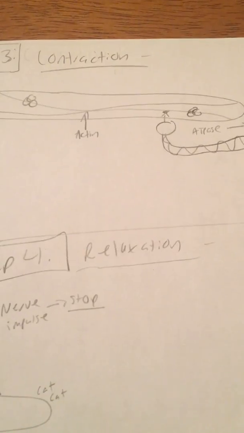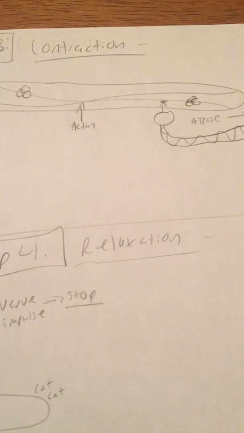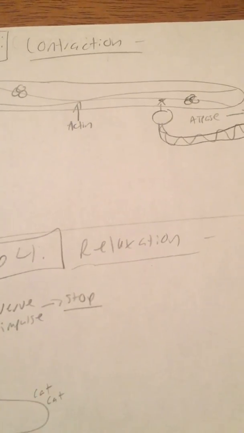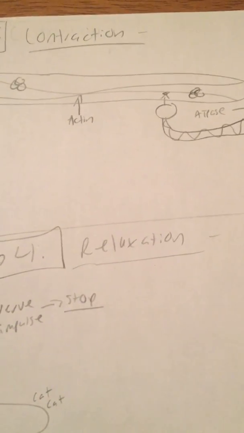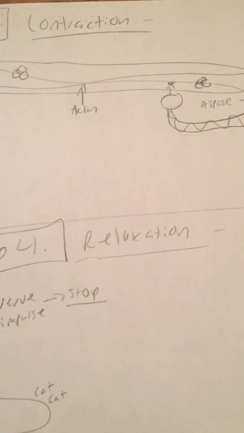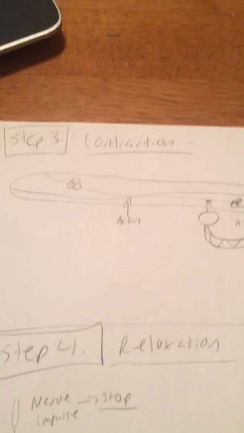The myosin head then pulls the opposing thin filaments to the center of the sarcomere. This is called a power stroke. ATPase breaks down the new ATP, and the process continues until the sarcomere shortens.